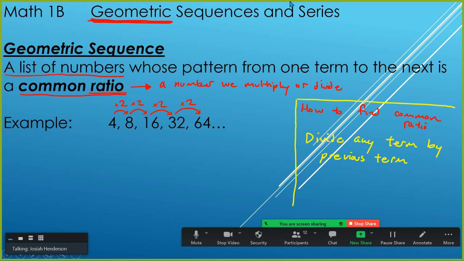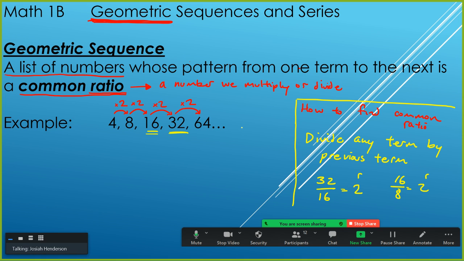So for example, if I picked 32, I divide that by the one that came before it, 16. Do it in your calculator, you get 2. That's R. Try it again. Start with 16, divide 16 by the one before it, and it gives me 2. Same R. So this approach will always work, okay?